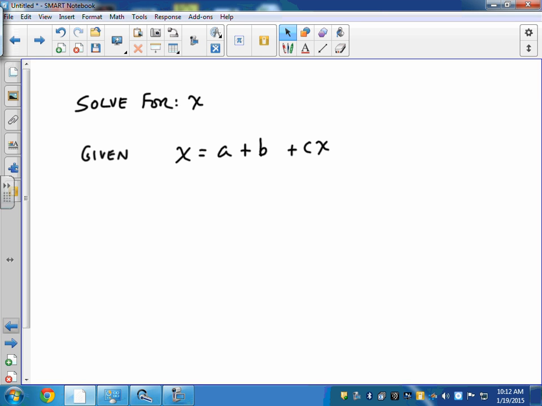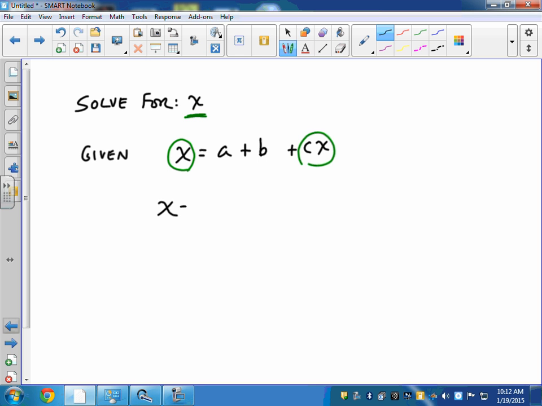Here's a fairly simple equation. It says solve for x. We know there's an x here and there's an x here. We're going to move all those x's to one side. So we have x minus cx and a plus b. And then we factor out the x. I'll factor it out the back. You can factor it out the front if you want, but I'll factor it out the back.